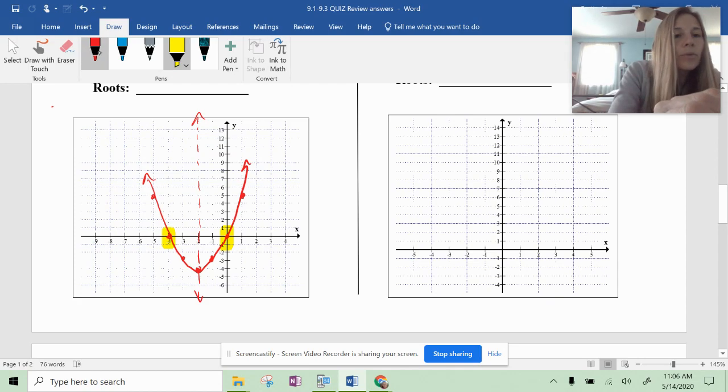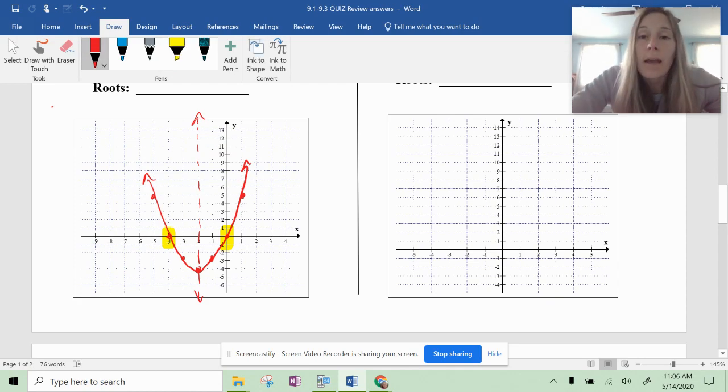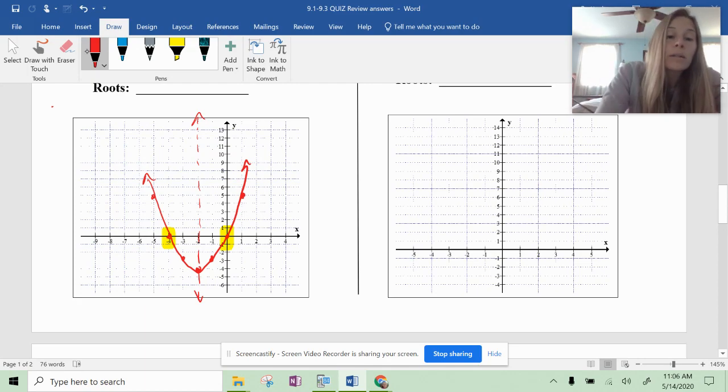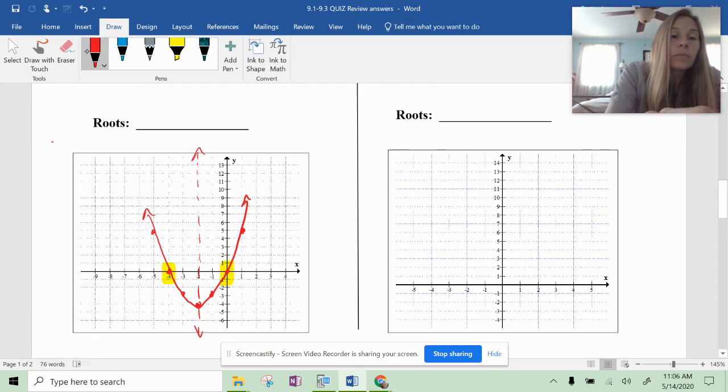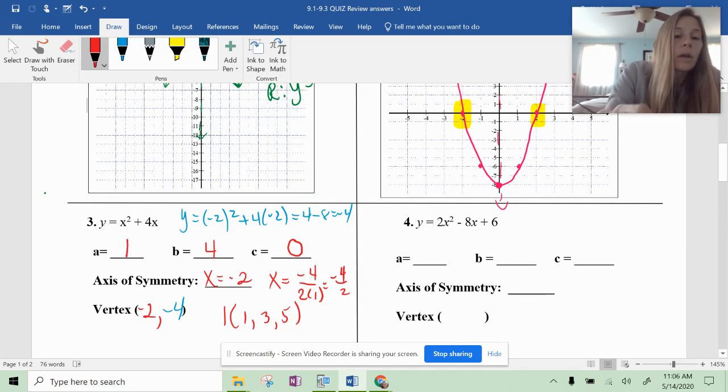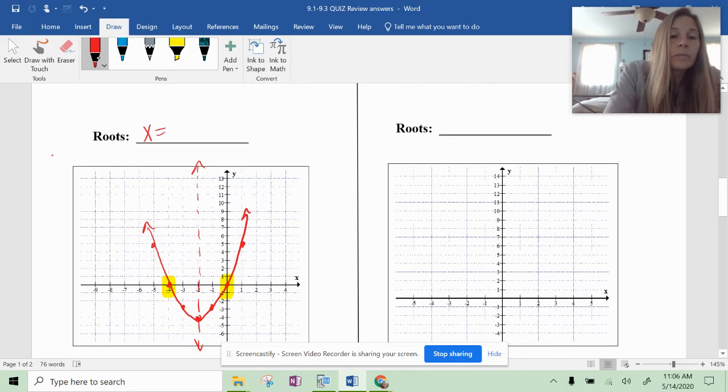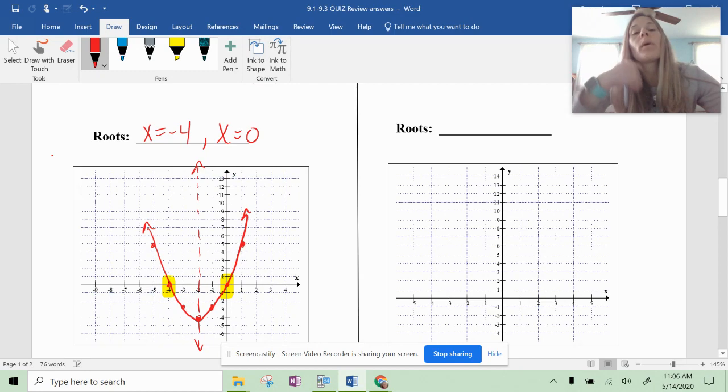Now again, we want to know what the roots are, or the x-intercepts. So where is this parabola intersecting the x-axis? Those are the x-intercepts or the roots. So x equals -4 and x equals, let me fix that so it looks a little better. X will equal -4 and x also will equal 0. So if you remember back to the factored form or the intercept form, we use zero product property to find those two intercepts. This is just, we're just picking them out off the graph.